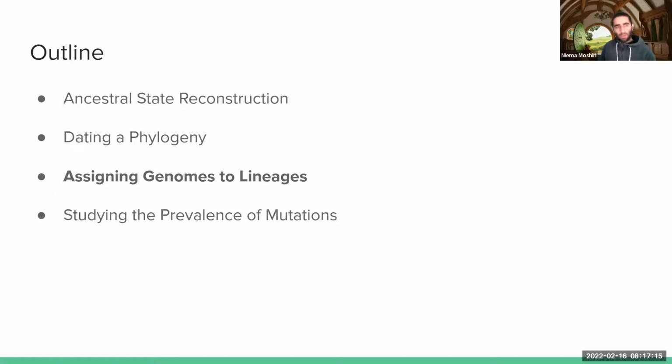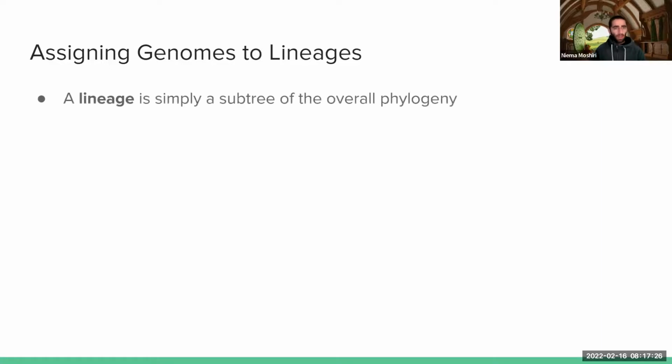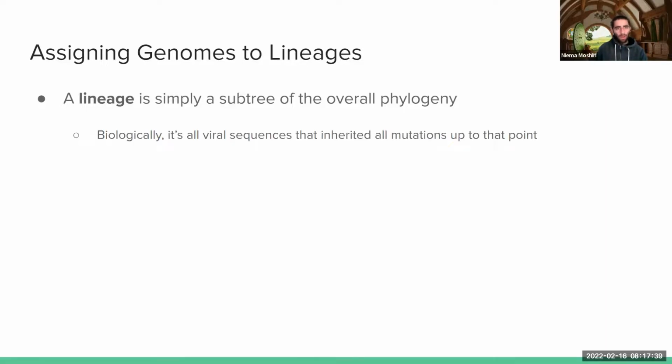Okay, so the next thing that we can do with our genome sequences, now that we have this evolutionary tree, is assign genomes to lineages. So what is a lineage? This word gets thrown out quite a bit. A lineage is just a subtree of the overall phylogeny. So I have my overall evolutionary tree of all the samples I've ever collected. A lineage is just a subtree of that evolutionary tree.